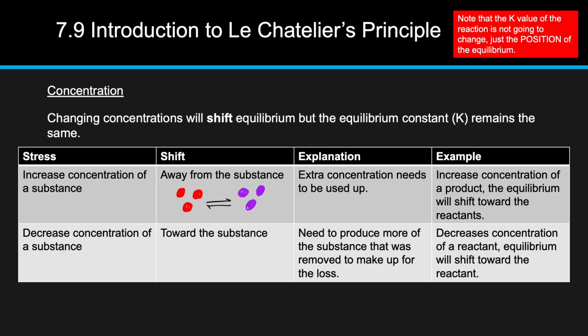And now that I shifted back towards the product side, I again have a K equal to 1 because I have the same number of reactants to products as I started with.